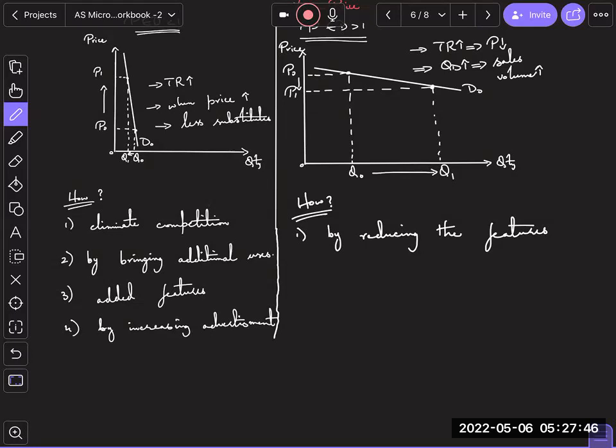So if you reduce the features in your product, it will become more elastic because the price will go down. The second thing is that by introducing additional substitutes.